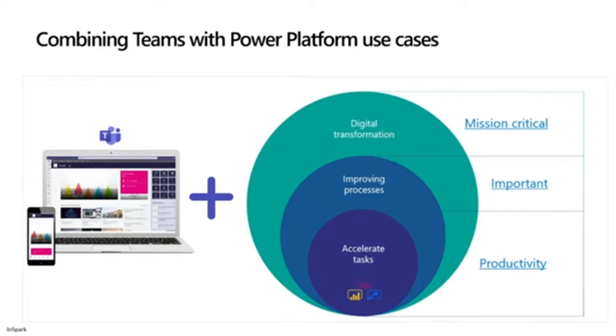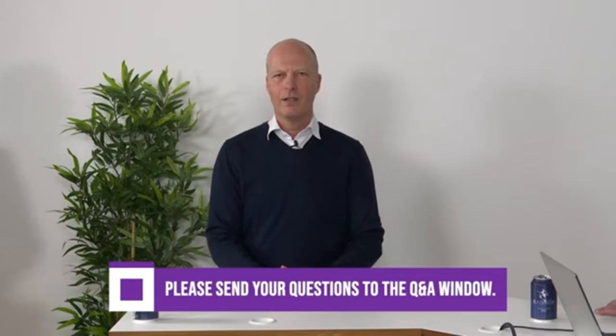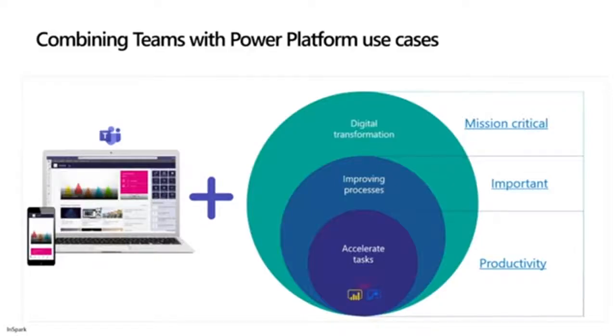Adding a little bit more complexity, we come to improving processes. These are processes used within the organization, primary processes that are important to the organization, which can be supported better by using Power Apps and Power Automate. Often we use Dataverse as the data source, and also Dataverse for Teams. The last one is digital transformation. These are often more extensive programs where we play a part with the Power Platform. Often more mission critical, they require governance, maintenance, and support. So you have to have a strategy for that in place.